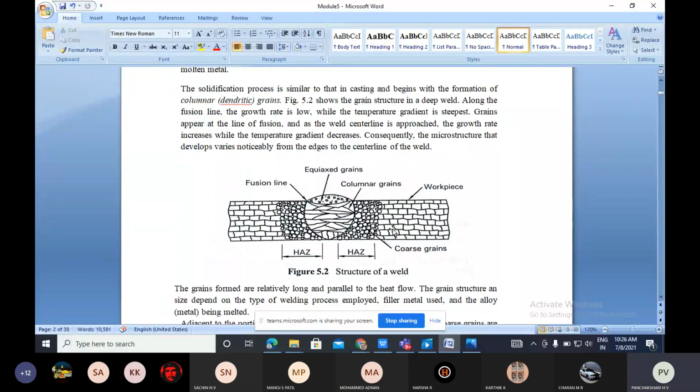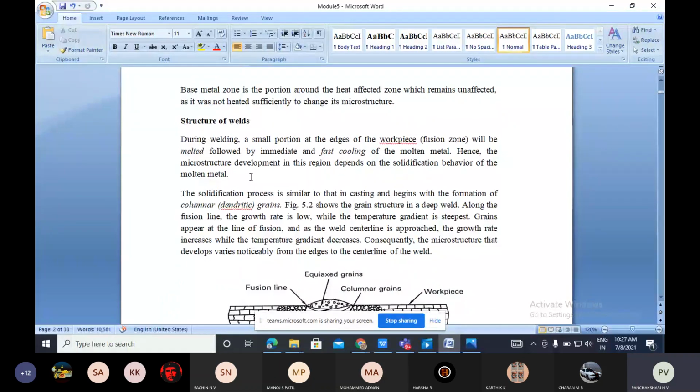Like this, you can see different grain structures in the heat affected zone. How exactly it takes place is explained in this diagram. And here, structure of welds. During welding, a small portion of the edge of the workpiece will be melted, followed by immediate and fast cooling of the molten metal. This all of you know.